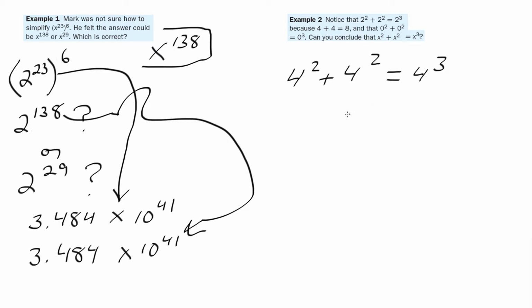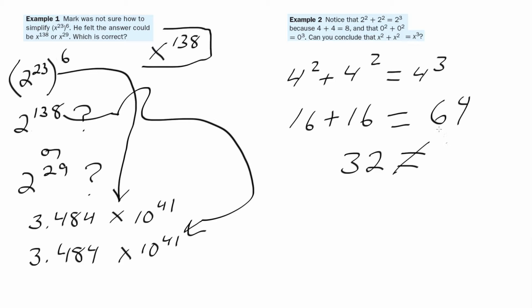That'd be 16 plus 16. And does that equal, let's see, 4 raised to the 3rd power, which is 64, and 16 plus 16 is 32, which does not equal 64. We cannot conclude this because we have one special case that shows it's wrong. That's all we need to demonstrate that it's wrong. So the property is not always true.